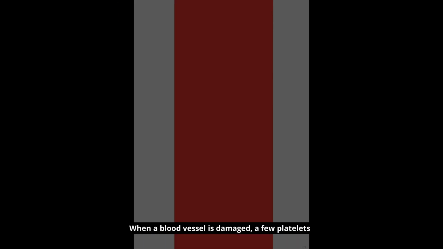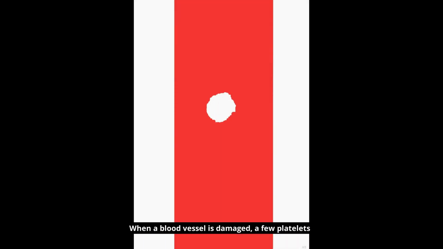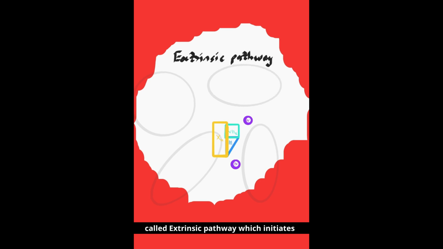When a blood vessel is damaged, a few platelets adhere to the injured area. Factor 3 or tissue factor is released from this damaged vessel and, in the presence of calcium ions, which is factor 4, from platelets, binds with activated recombinant factor 7A, activating the Stewart-Prower factor, which is 10A, which marks the initiation of the common coagulation pathway. Till this point, the clotting factor interaction is called the extrinsic pathway, which initiates production of factor 10.